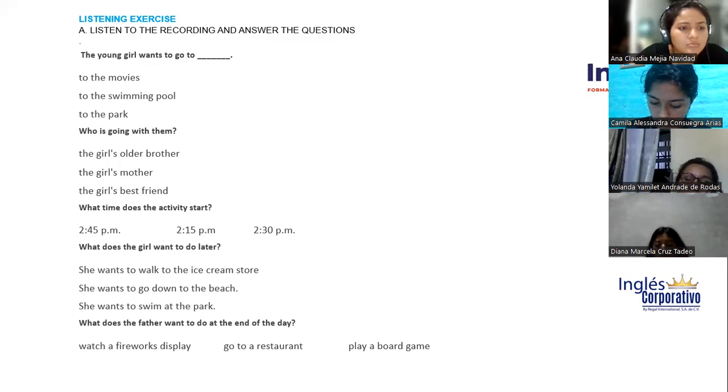Teacher, si yo le doy clic, me aparece como una imagen. Me da descargar y una imagen también. No se escucha. Solo sale una chica.